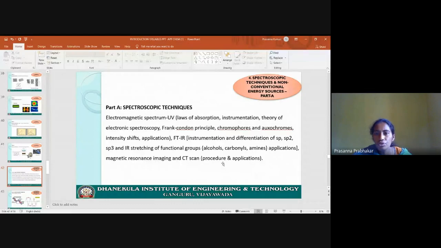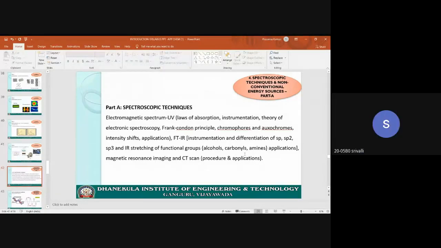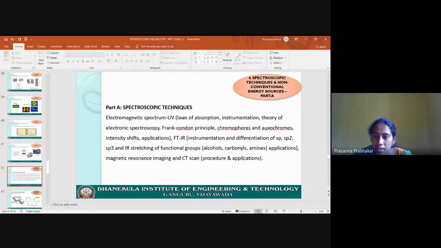Next, fourth unit. Okay, ma'am, may I be audible? Okay, yes, ma'am. Okay, next, fourth unit, spectroscopic technique.